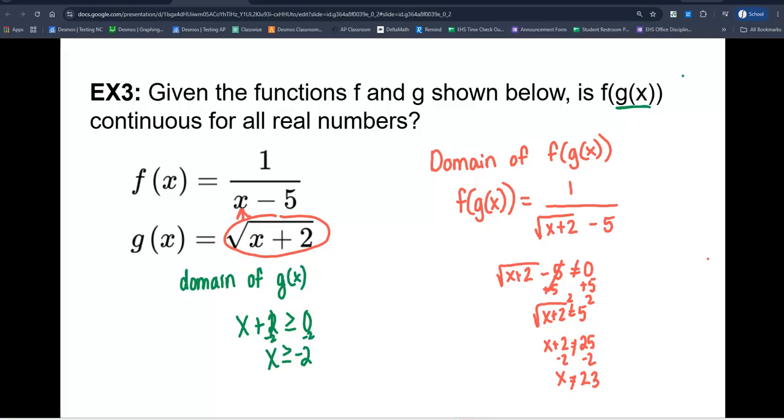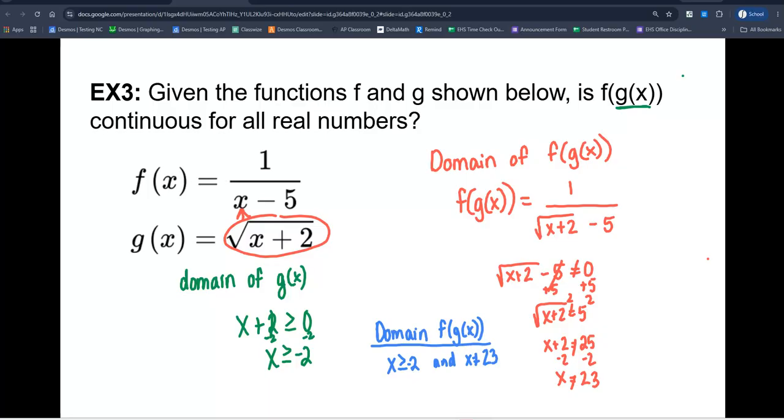Now, sometimes that number matters and sometimes it does not. My domain of f of g of x, which I'm going to write right here in the middle, is going to be x must be greater than or equal to -2. But there's one other answer I can't have, right? x cannot equal 23. I need to do that because is 23 greater than or equal to -2? Yes, right? It falls in the category that we are looking at.